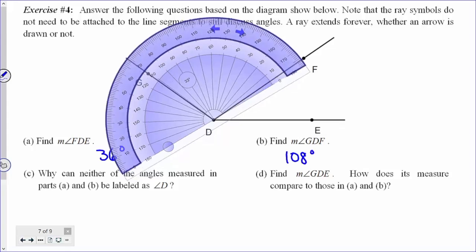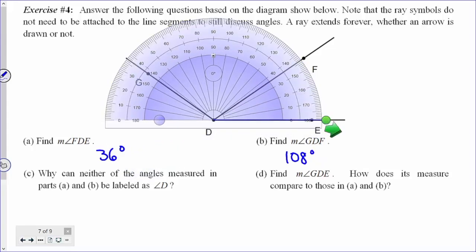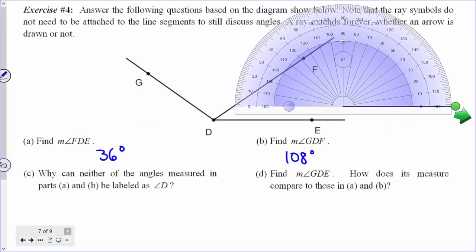108 degrees. And let's throw that away. All right, so hopefully you got your 36-degree angle and your 108-degree angle. Okay, let's take a look though at letters C and D in this problem.